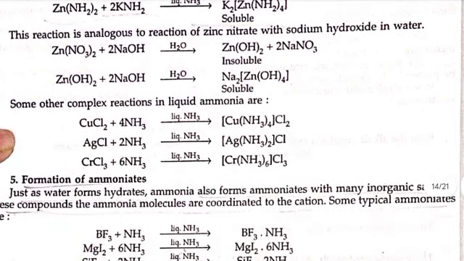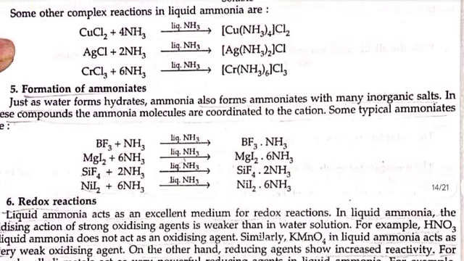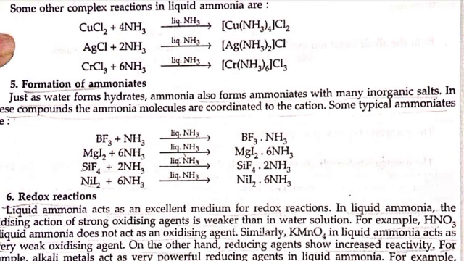Some other complex reactions in liquid ammonia are: CuCl2 plus 4NH3 in liquid ammonia gives a complex of tetraammine copper chloride, and AgCl plus ammonia in liquid ammonia gives Ag(NH3)2Cl.